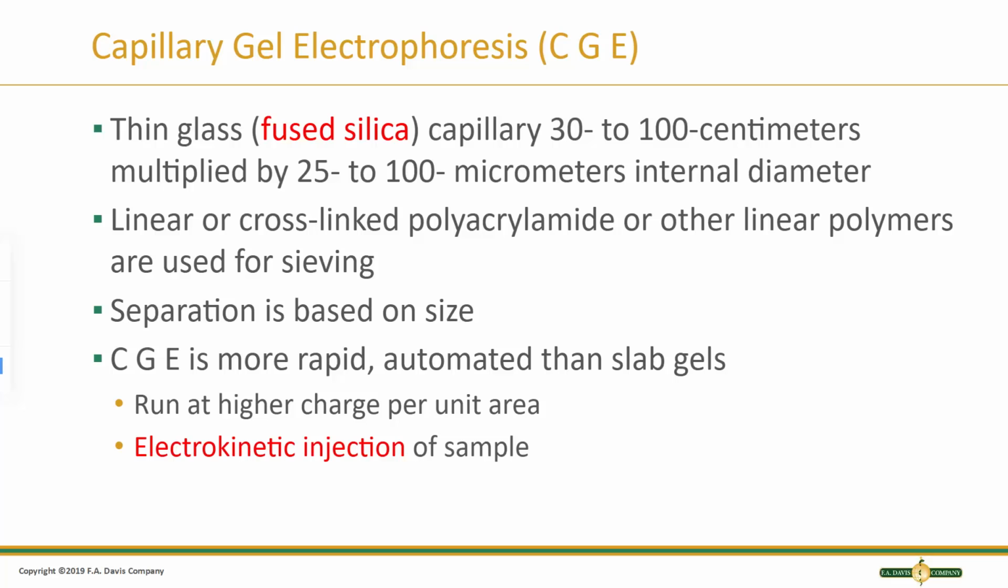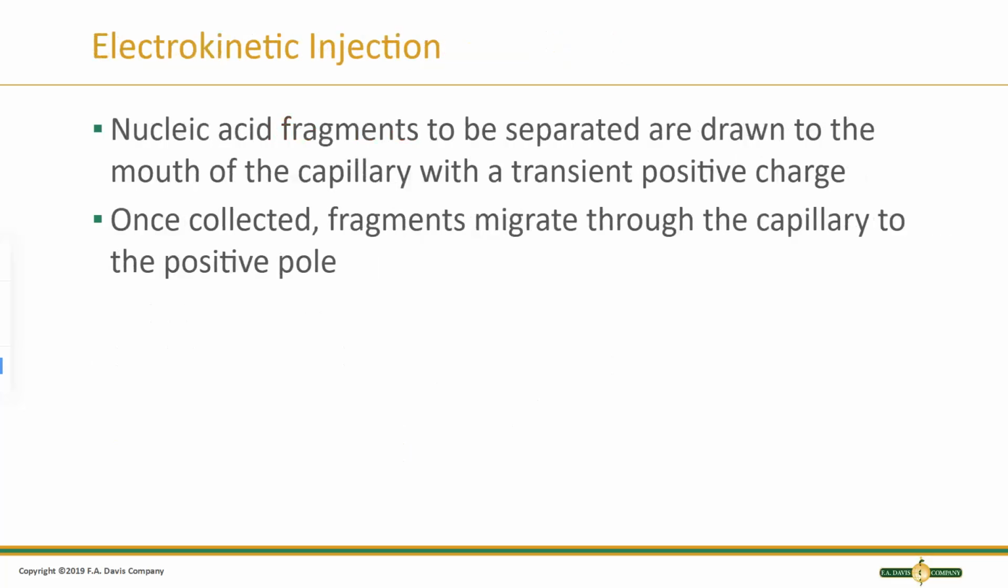CGE is more rapid and automated than slab gels, and a lot more commonly done in the clinical setting. Run at a high charge per unit area, and then the electrokinetic injection of the sample. Electrokinetic injection: nucleic acid fragments to be separated are drawn into the mouth of the capillary with a transient positive charge. Once collected, fragments migrate through the capillary to the positive pole.